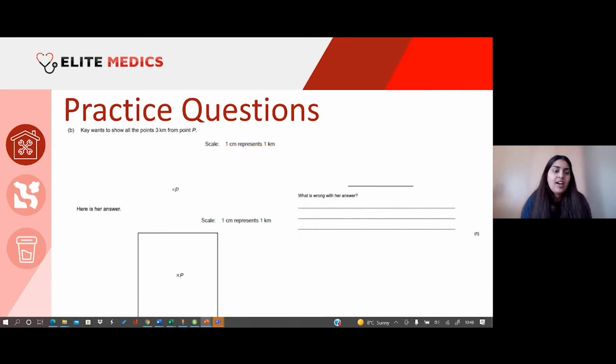Okay, so Kay wants to show all the points that are 3 kilometers away from point P. Here is her answer, and we need to tell them what is wrong with her answer. So I'm going to give you about a minute to think of an answer for this on your piece of paper, and then we'll go through the answers together.